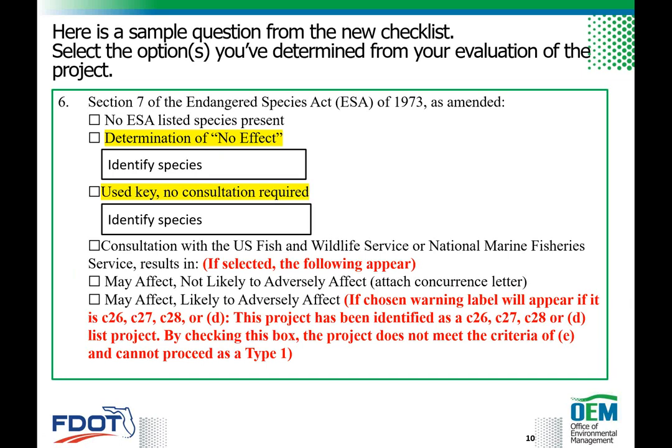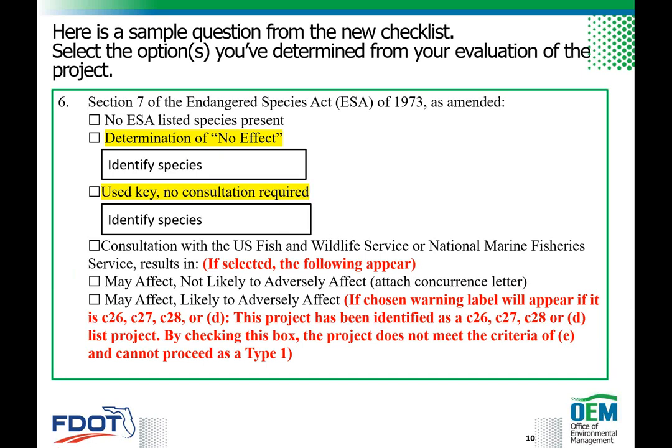Now, if you go into consultation issues, and this is one of the big differences with the previous form, if you had to do consultation, you could almost have a regular project with a likely to adversely affect determination fall out of this form simply because you had to do consultation. That's not the case. Based on the actual regulation, we decided to change it so that we had greater clarity. So the reality is if you have a consultation and it ends up in a may affect, not likely to adversely affect, all we're asking you to do is check the box and attach the concurrence letter from the agency. And that documents that you did the consultation.